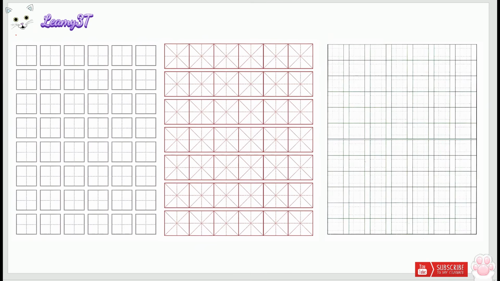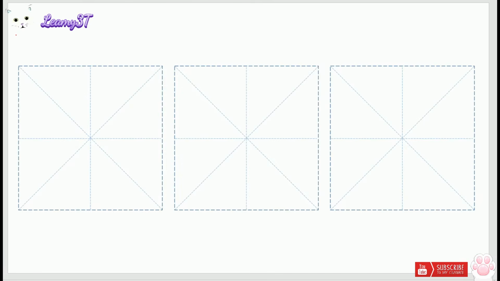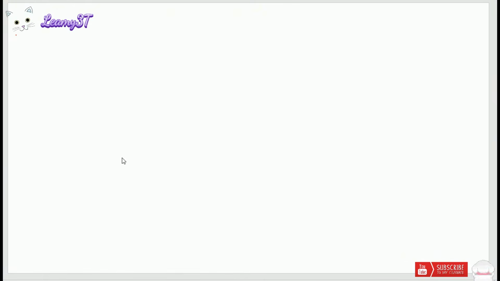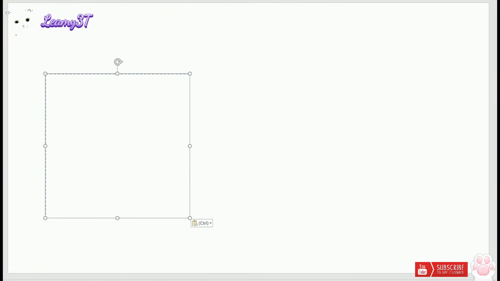Okay, let me show you how to create the square by yourself. First of all, you need to draw a cube. Then you draw the line. Oh, oops. Okay, I got it now.